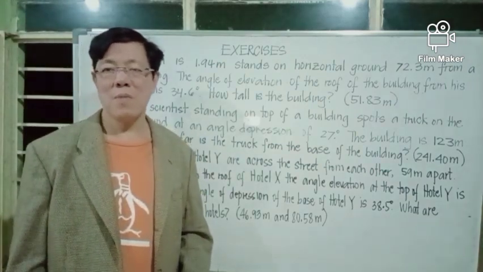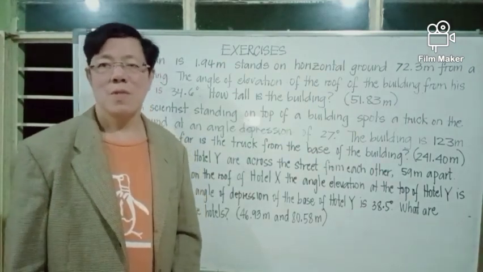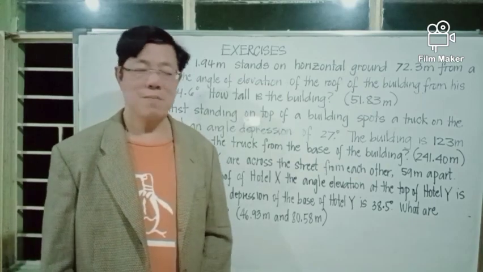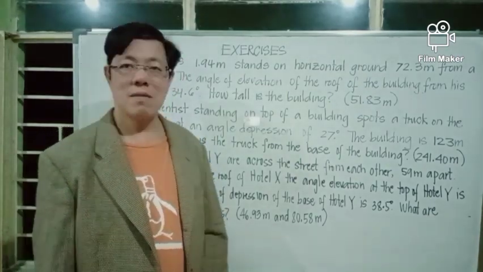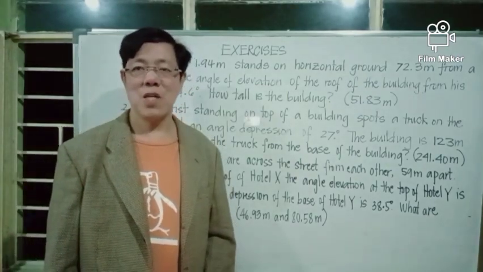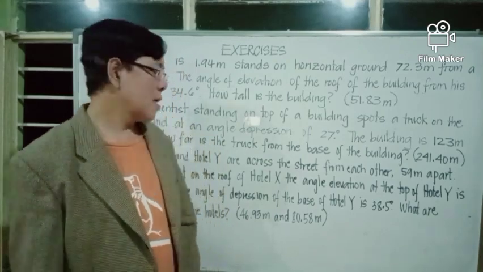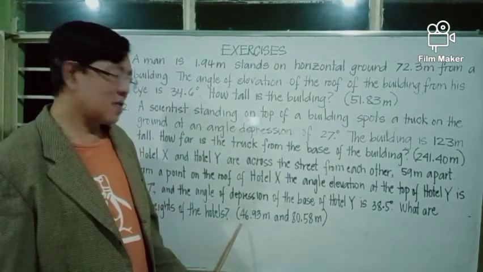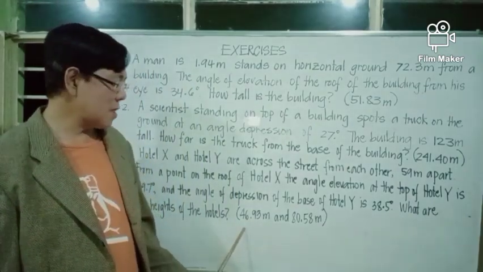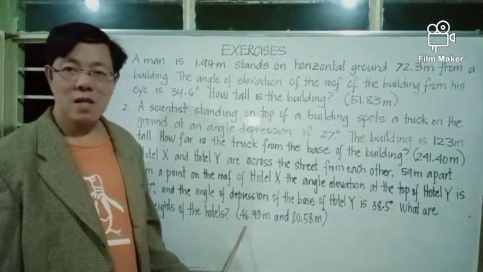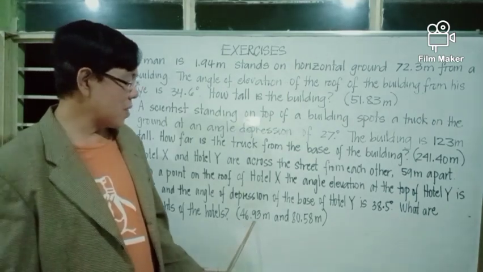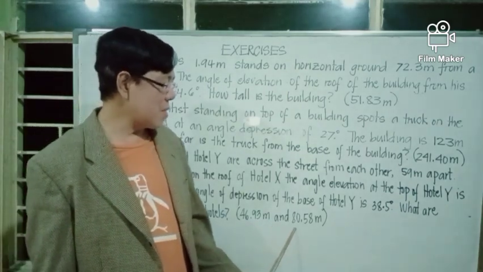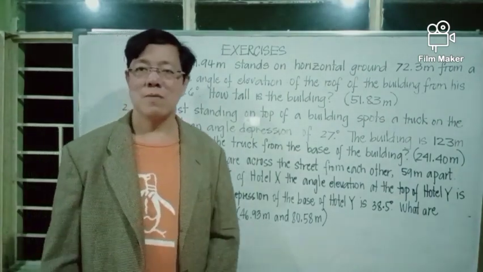This problem number 3 is similar to my example number 3 that involves both angle of elevation and angle of depression. And for you to check your answers, I give you the answers for problem number 3. The hotels are 46.93 meters and 80.58 meters tall.